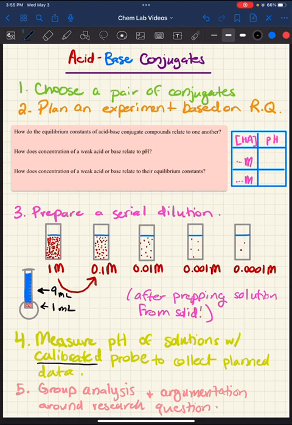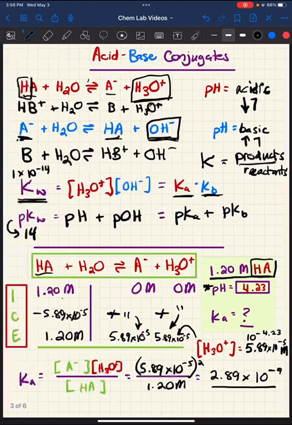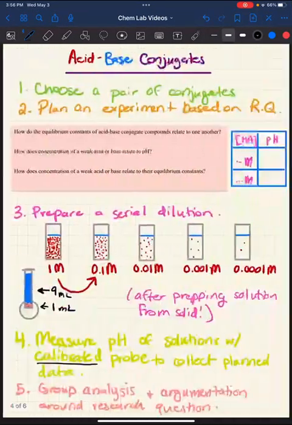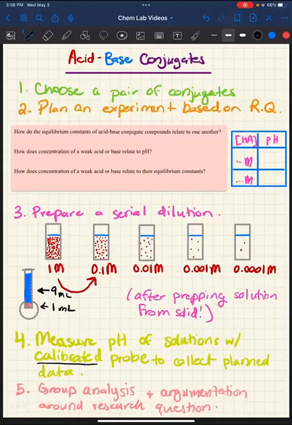So your claim answers your research question, your evidence comes from your experiment and your analysis of your data, and your reasoning incorporates your understanding of the conceptual information as well as how you thought through why that evidence is valid to support your claim.